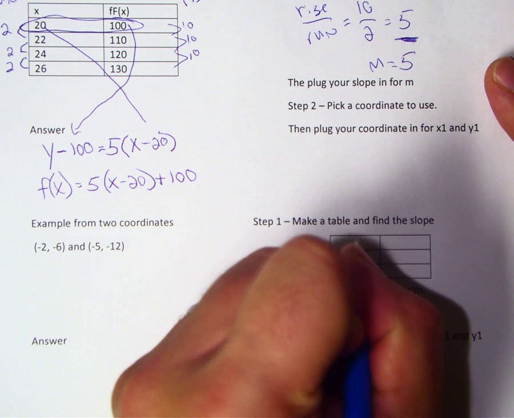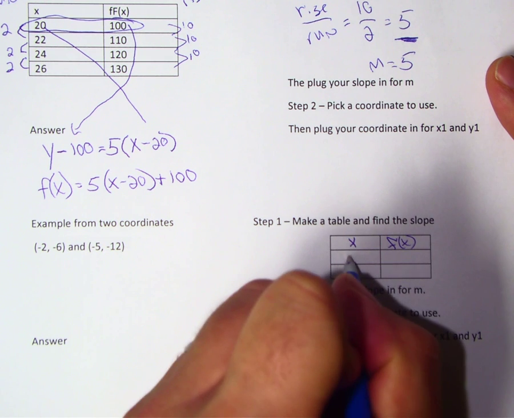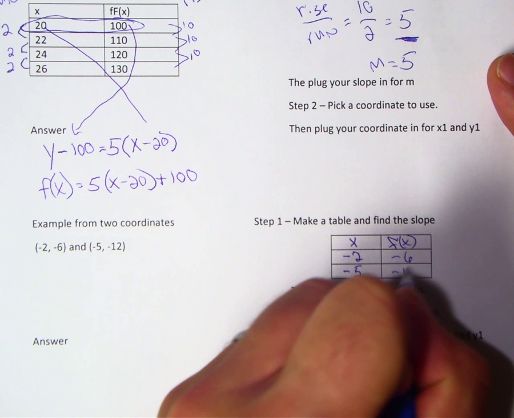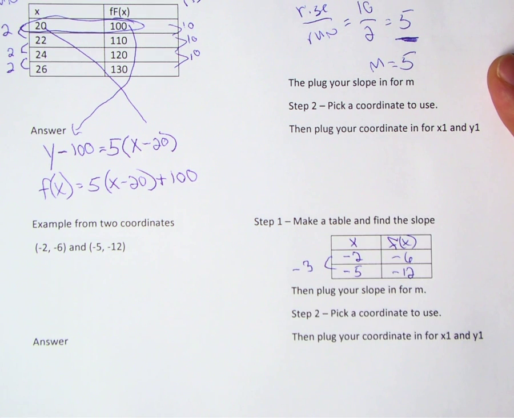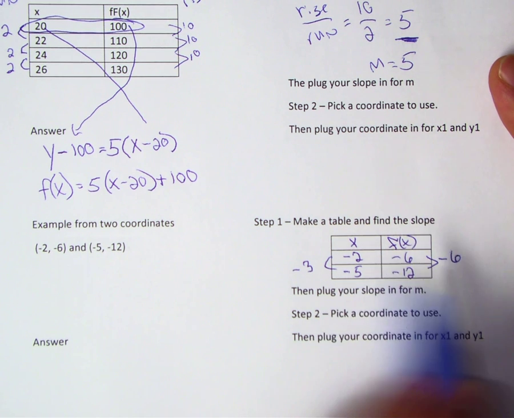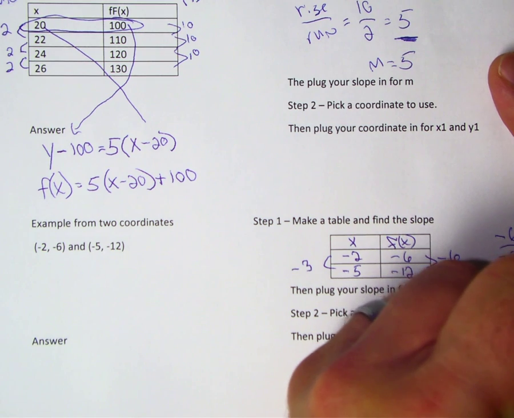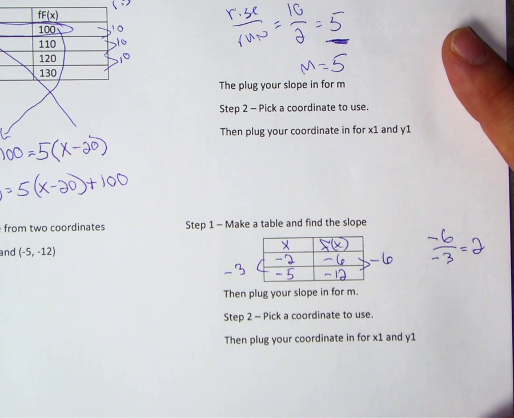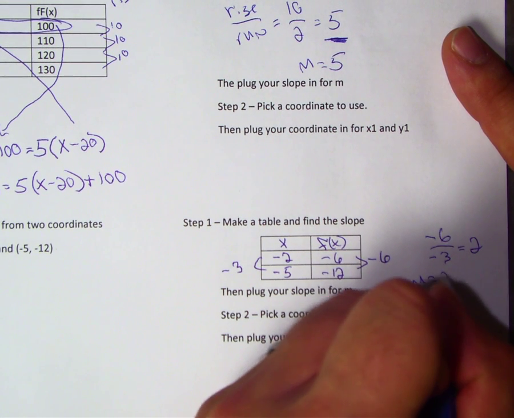All right, if you made a table, you made x and f of x, and you put negative 2, negative 6, and negative 5, negative 12. You found the change here to be negative 3, and the change here to be negative 6. And then we take our rise over our run, so negative 6 over negative 3. Sorry, there we go. And that equals 2. So our slope is 2, so m equals 2.